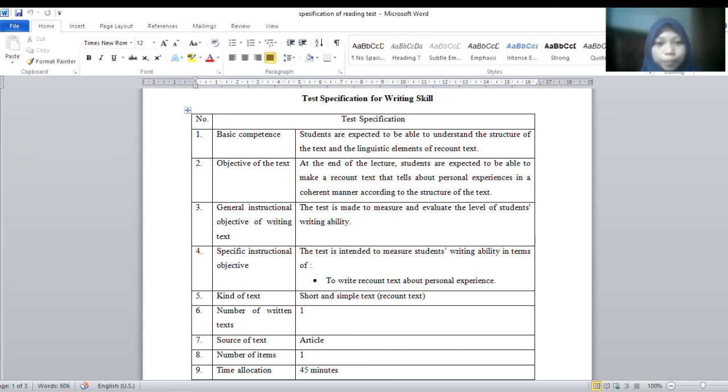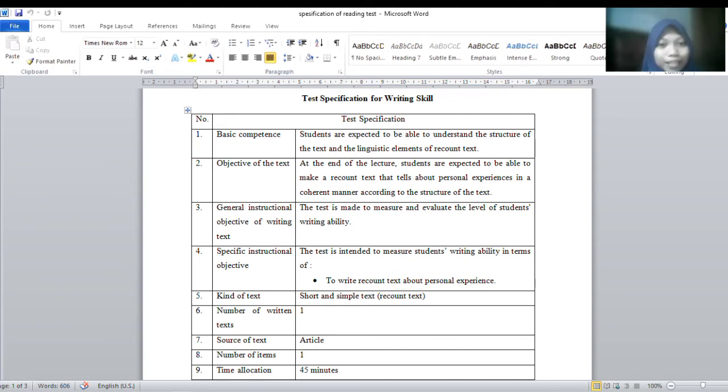of the text. For the general instructional objective of the writing test, the test is made to measure and evaluate the level of students' writing ability. For the specific instructional objective, the test is intended to measure students' writing ability in terms of writing recount text about personal experience.